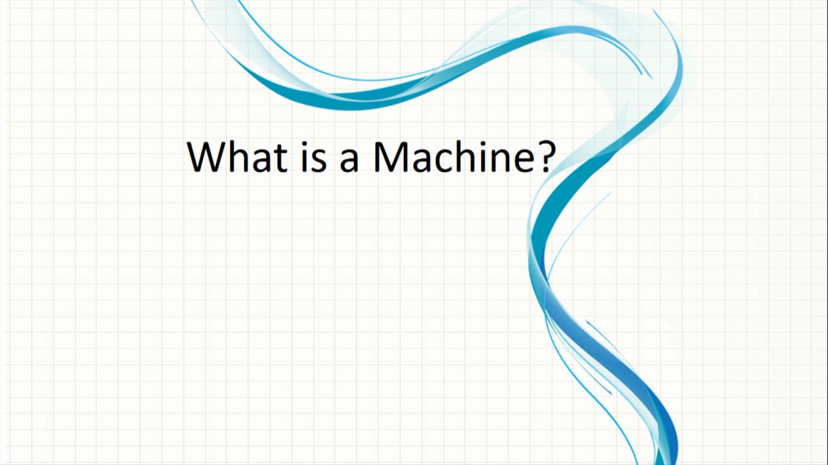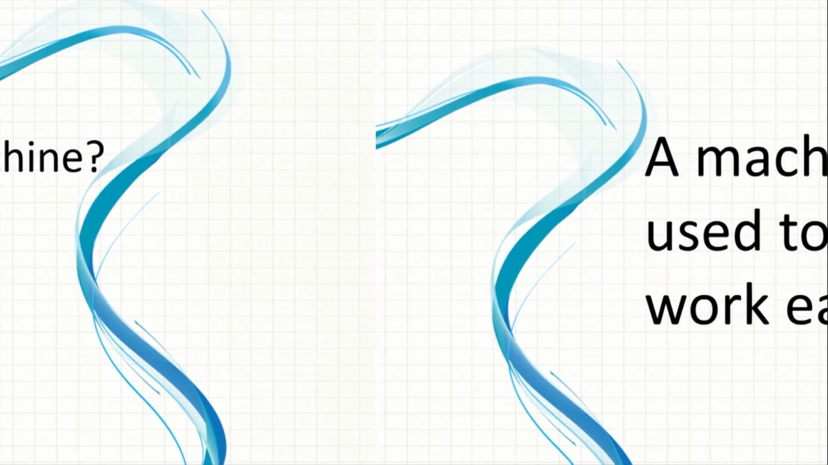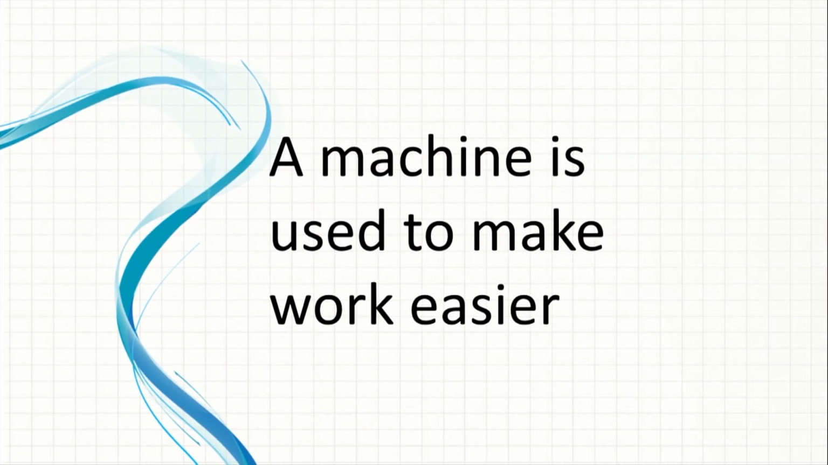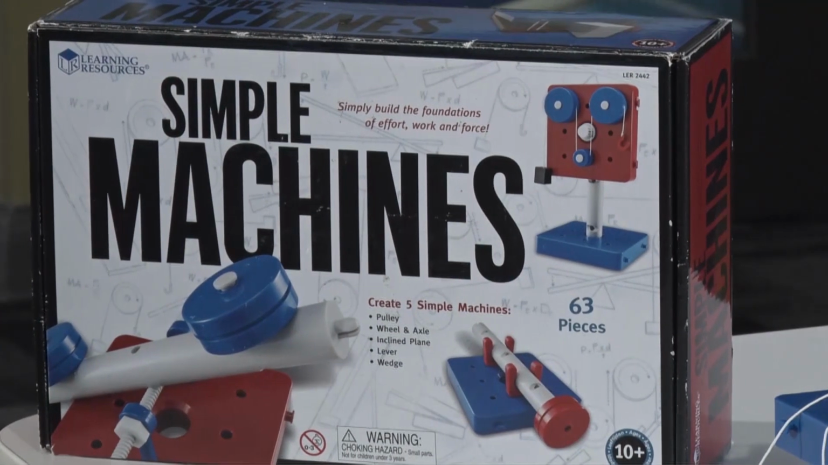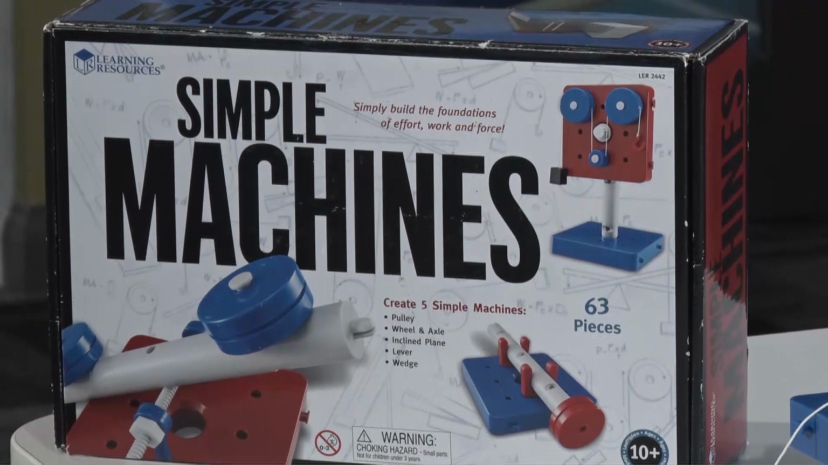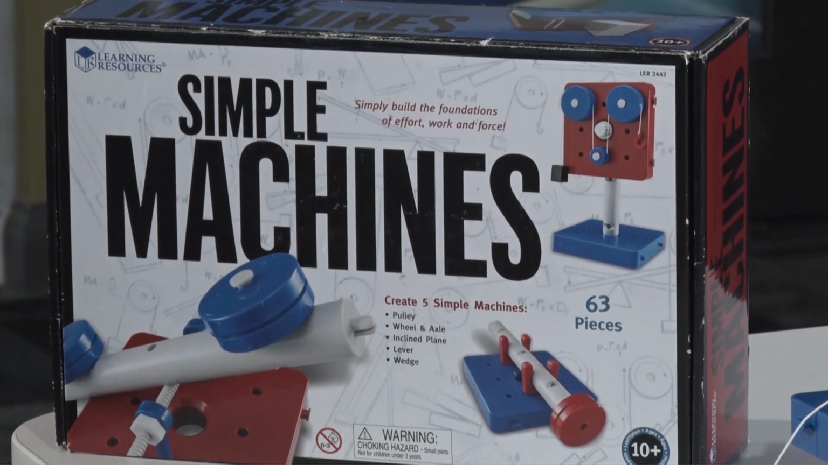So we hear the term machine being used for everything. But what does it mean? What does it have to do with science? Or is it just a name? So a machine is anything used to make work easier. And that's why we use them, because it makes our life easier.